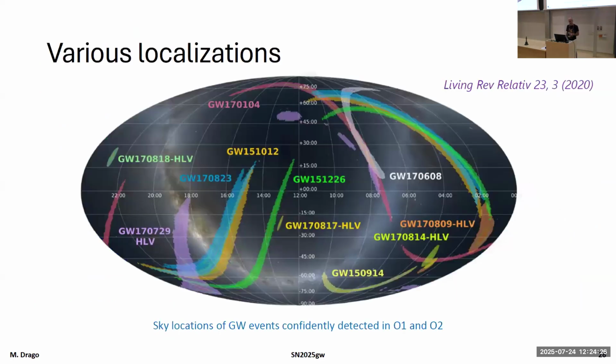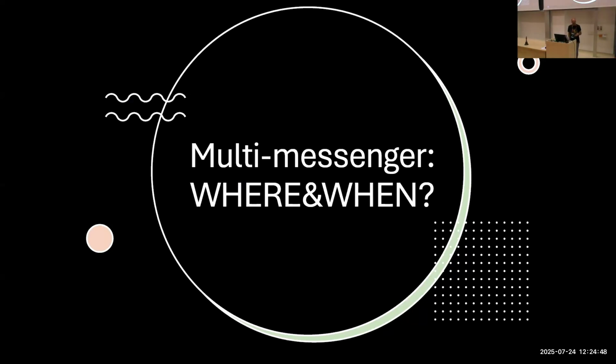So this is why, for instance, if we compare the first event with the later ones. When you see an arc in the sky, it's two detectors working. When you see a spot, or something similar to a spot, it was three detectors working. So the more detectors, the better. That's what you can expect from here. So going on, where and when.